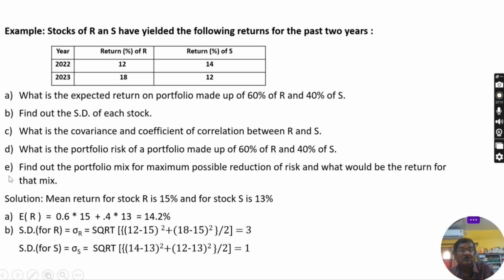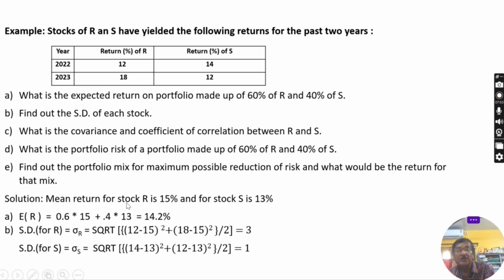Now come to point E. Here is the main area of discussion today. Find out the portfolio mix for maximum reduction of risk and what would be the return for that mix. The question is, find out the portfolio mix for maximum possible reduction of risk and what would be the return for that mix. This is the problem and I will solve it. First, this is the answer part. I have solved it. Check.